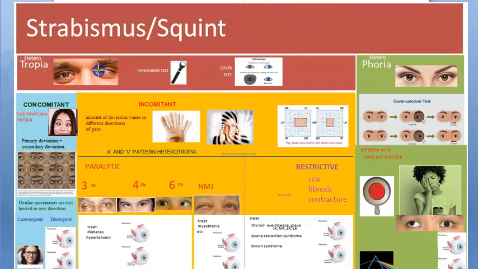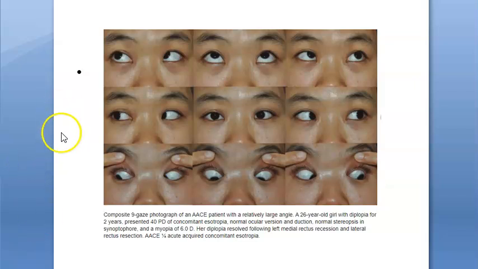Now under this there are two types, concomitant and incomitant. See, right heterotropia just means that it is manifest. Concomitant means the angle of deviation, the amount of deviation, is the same in different directions of gaze. Please focus on this image. We are looking at concomitant. Concomitant squint is a type of manifest squint in which the angle of deviation remains constant in all directions of gaze and there is no limitation of ocular movements. This guy has no limitation of ocular movements and his angle of deviation is the same in all the gazes.